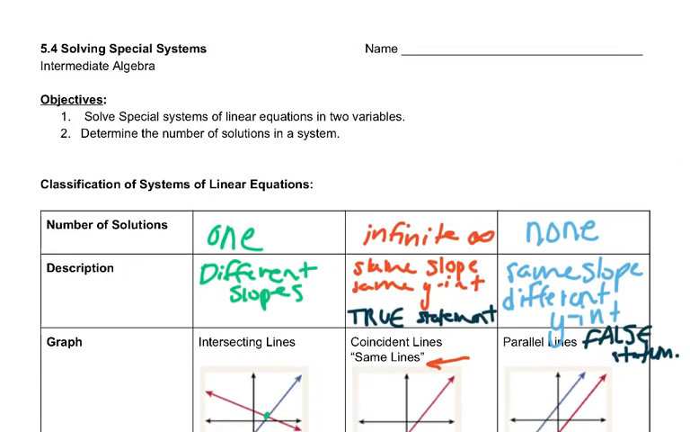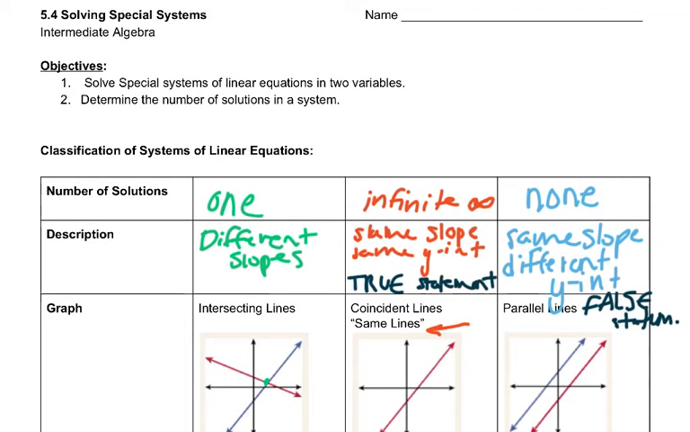So those are our notes and examples for 5-4, and so hopefully you get a little bit more about now we have one solution option, but also infinite and none for a system.